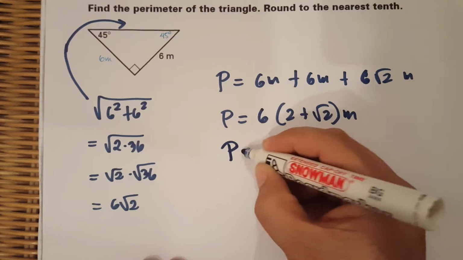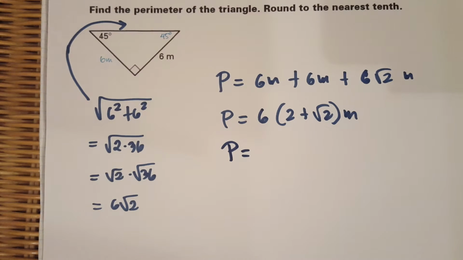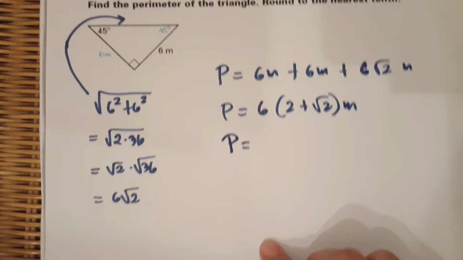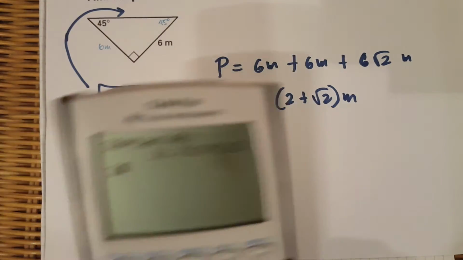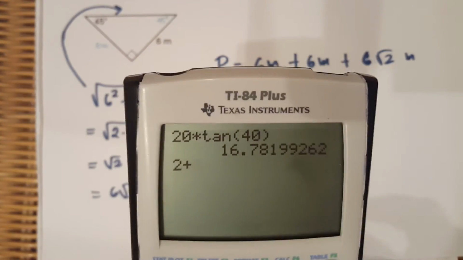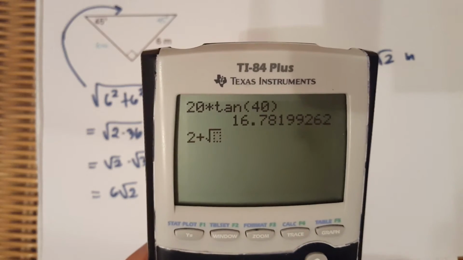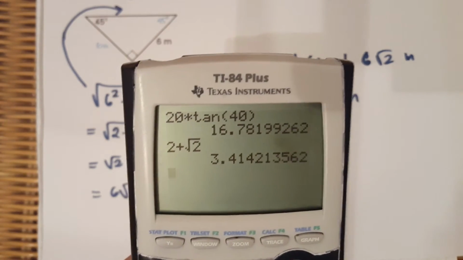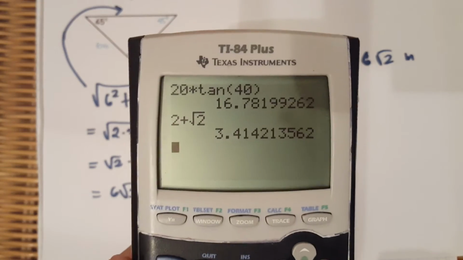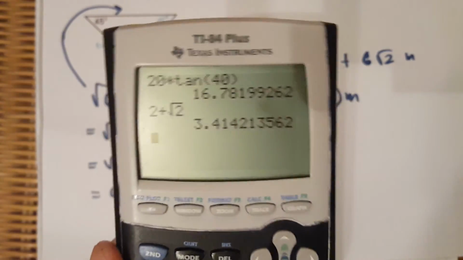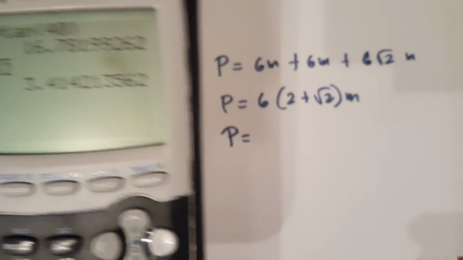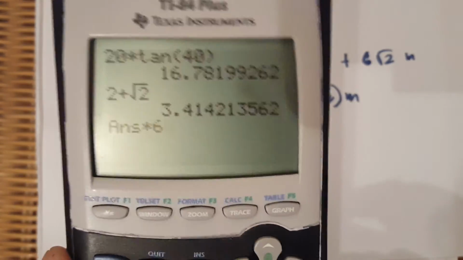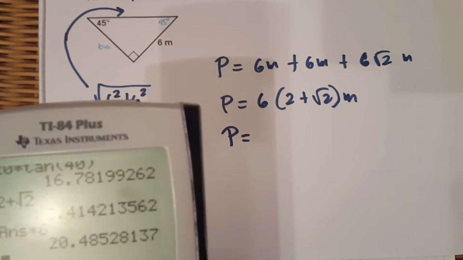Okay, we are supposed to round our answer to the nearest tenth. So what is that? I'm using a calculator here. 2 plus the square root of 2. That gives me, wow, 3.414. It looks like that's almost equal to the value of pi. Anyway, multiply that by 6. So there you go. That's our answer.